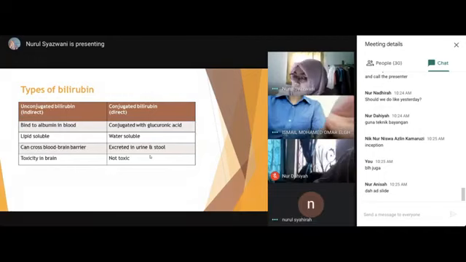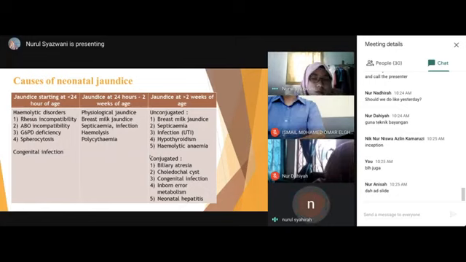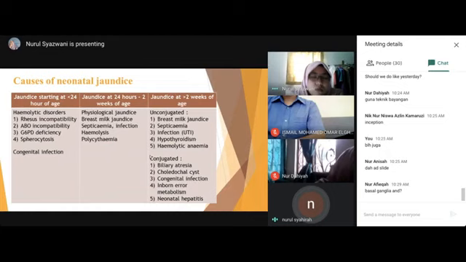Okay, so these are the causes of neonatal jaundice. You can divide it into three: jaundice starting at less than 24 hours of life, jaundice at 24 hours to 2 weeks of age, and jaundice at more than 2 weeks of age. Jaundice starting at less than 24 hours of life can be caused by hemolytic disorders such as rhesus incompatibility, ABO group incompatibility, G6PD deficiency, and spherocytosis. But the most common is ABO incompatibility. The second cause is congenital infection, like TORCH.